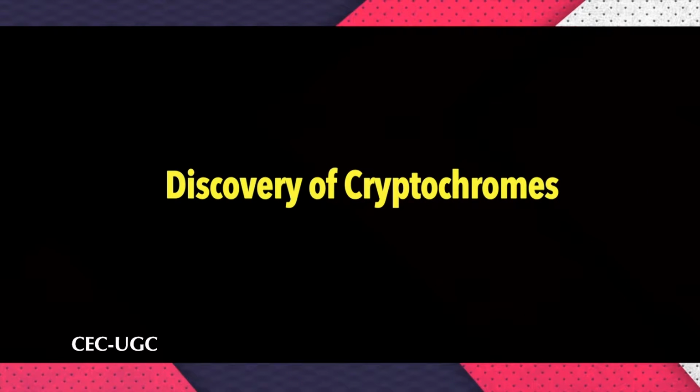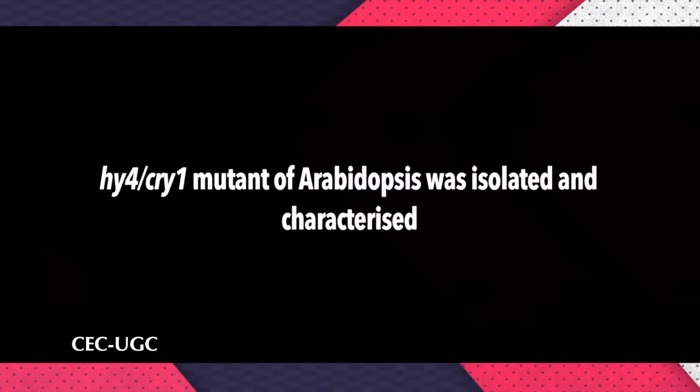Now let's move ahead with a brief discovery of cryptochromes. Up to the 1990s, nothing was known about the blue light receptors of plants. However, in the past 5 decades, some progress was reported about the identification of mutants for blue light responses. These were subsequently followed by isolation and characterization of CRY mutants. For example, the HY4 or CRY1 mutant of Arabidopsis was isolated and characterized. It lacks the blue light stimulated inhibition of hypocotyl elongation.